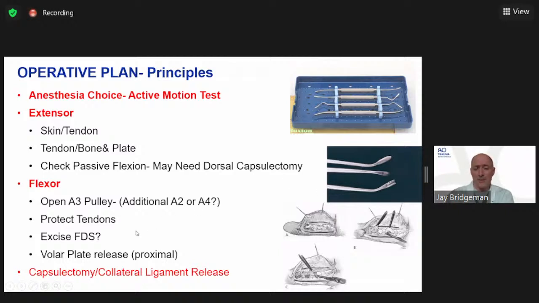The key thing is you want to protect the tendon. It's easy to lacerate the tendon if you're using sharp instruments around a scarred tendon. So you want to be careful. You want to be very careful. If you have a lot of scarring in the zone around FDS, some authors recommend just going to a single flexor finger, so excising FDS. That is an option. And then, of course, either the dorsal side or the volar side may need capsulectomy to restore the passive motion of the joint. So you may need to do a volar plate release. You may need to release the check rein ligaments and partially release the collateral ligaments on both sides.